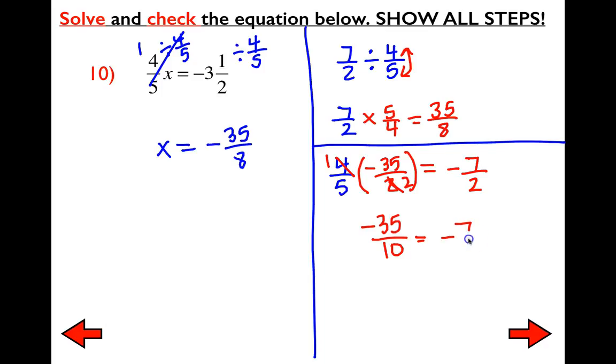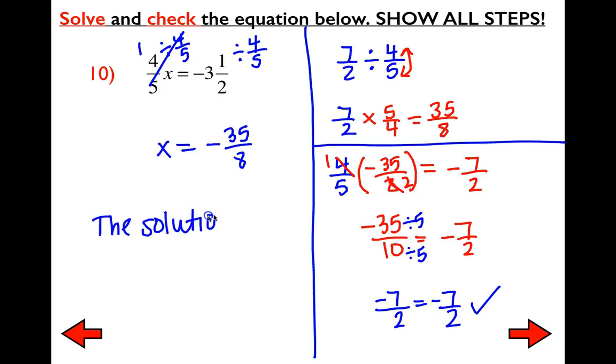35/10 equals negative 7/2. Now some of you might be thinking to yourself, oh, it doesn't work. But you got to be very careful. Check, can I reduce this? Yes, you can. I'm going to divide by 5. So this is going to give me negative 7 over 2 equals negative 7 over 2. Does it work? Yes. So I can confidently say the solution is x equals negative 35/8. So again, what's nice is because I'm asking you to leave your answers improper, it's one less step to worry about.